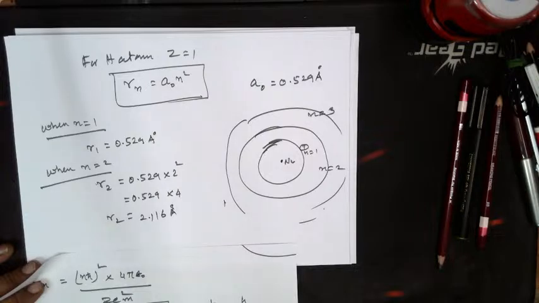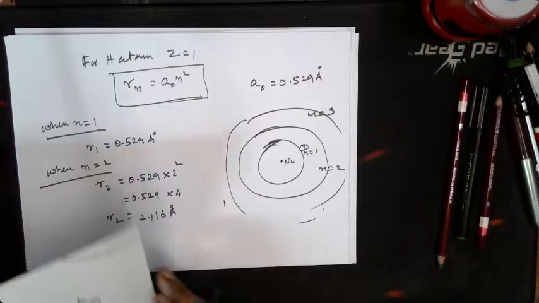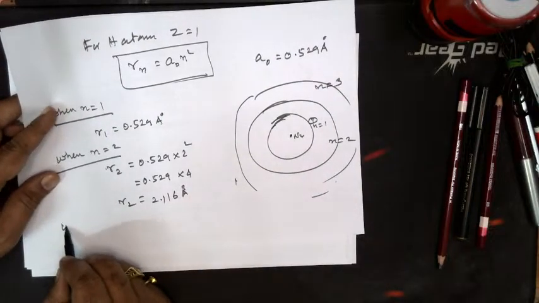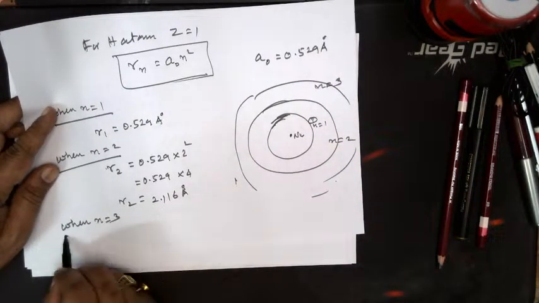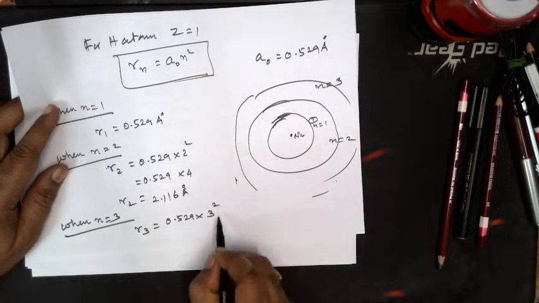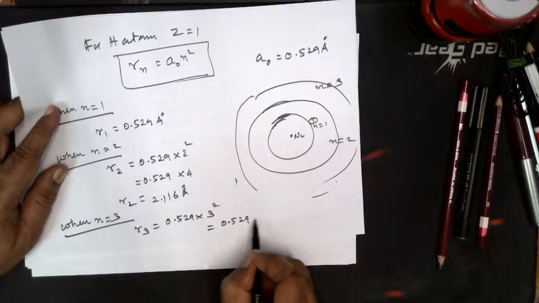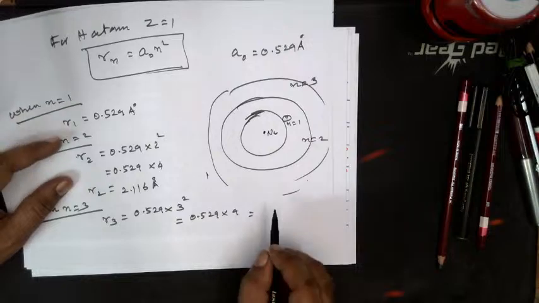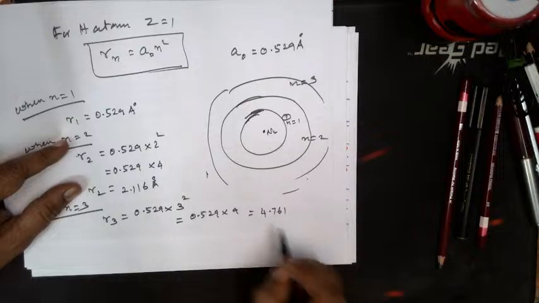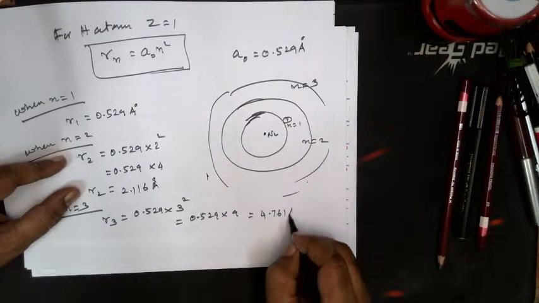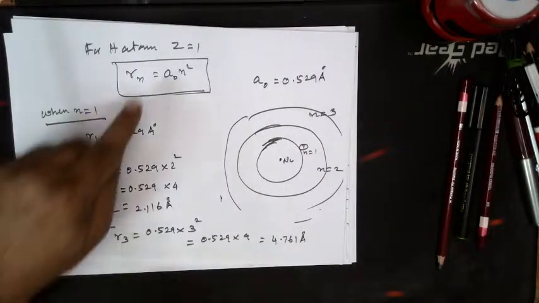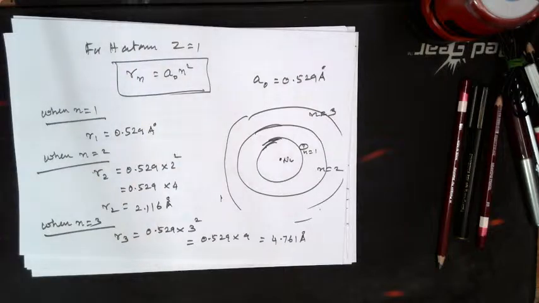Can you calculate the radius of the third orbit, assuming that the electron is revolving in the third orbit? What could be that? Can you try? When n is equal to 3, R3 is equal to 0.529 into 3 squared, so that is 0.529 into 9. You can multiply and it becomes 4.761 Angstrom. Is it clear? So from this, now you can eliminate this a naught so that you can introduce the proportionality.